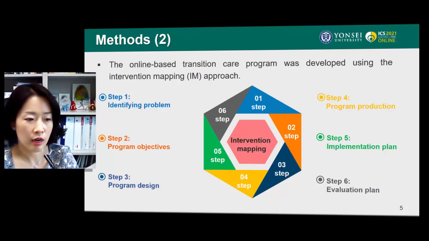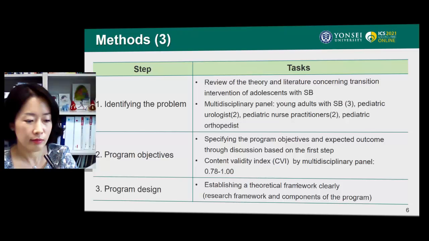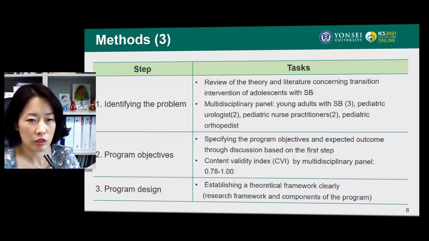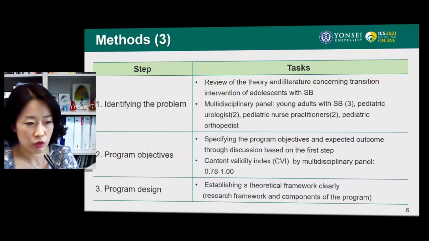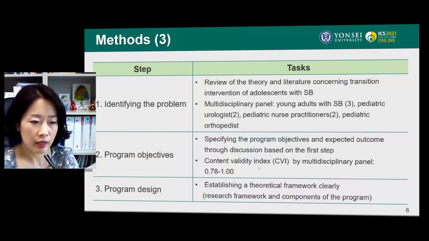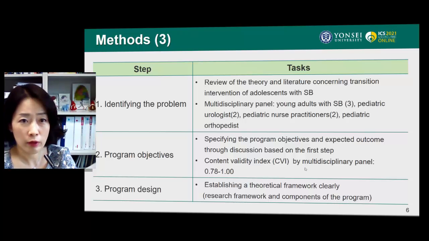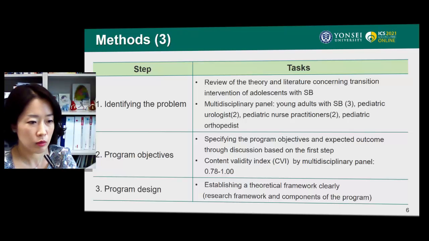The 6 steps are like this. Step 1, to identify the problem of transition, we conducted a review of the theory and literature. Also, we recruited a multidisciplinary panel like this for the development and improvement of the program. Step 2, based on the result of the first step, the program objectives and outcomes were specified. After this, Content Validity Index (CVI) was conducted by the multidisciplinary panel, and the results were acceptable.